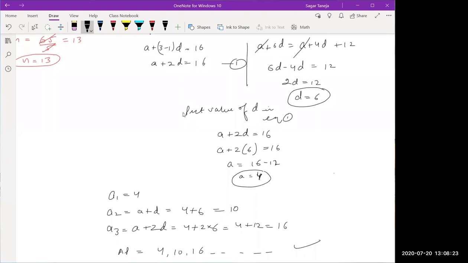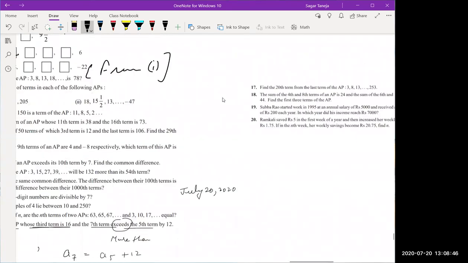We have done 16 questions of this exercise. Now we are starting with question number 17. Okay, next, 17.